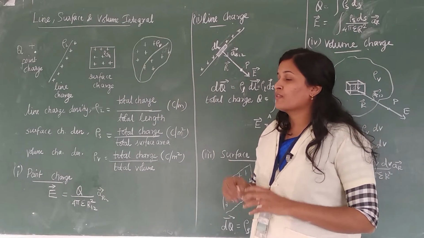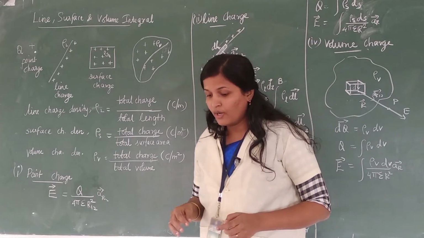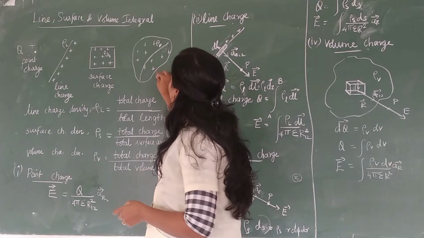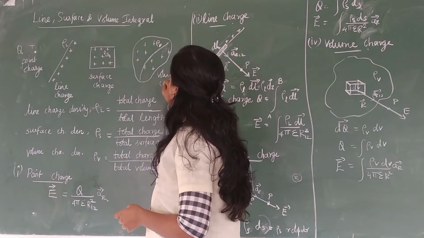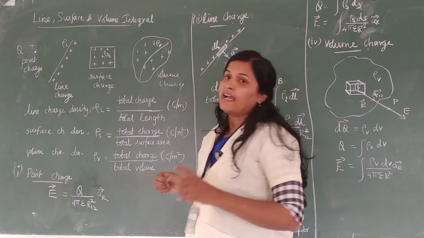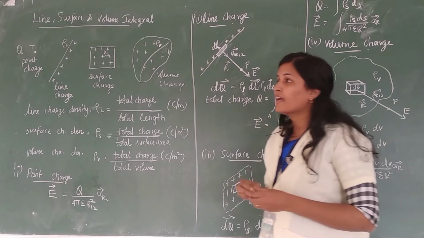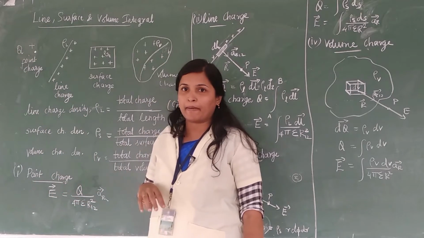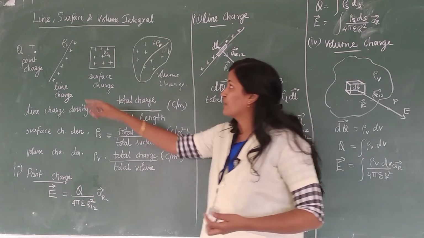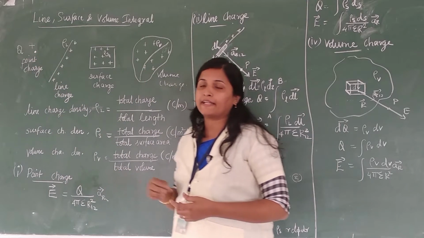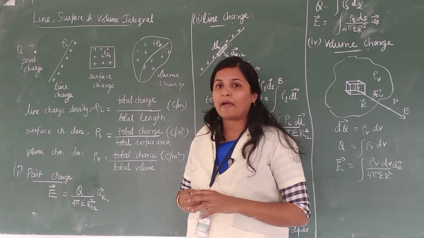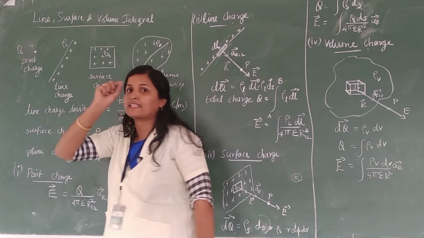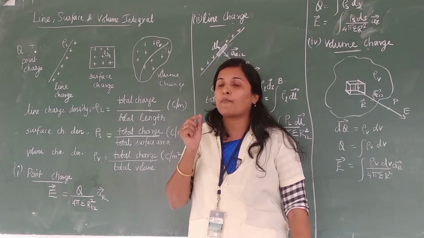Before learning about it, we should first know what a point charge, line charge, surface charge and volume charge are. Basically, a charge is denoted by a plus symbol or a minus symbol. If it is a positive charge, it is denoted by a plus symbol. If it is a negative charge, it is denoted by a minus symbol. If a charge is accumulated in a single point, it is called a point charge.